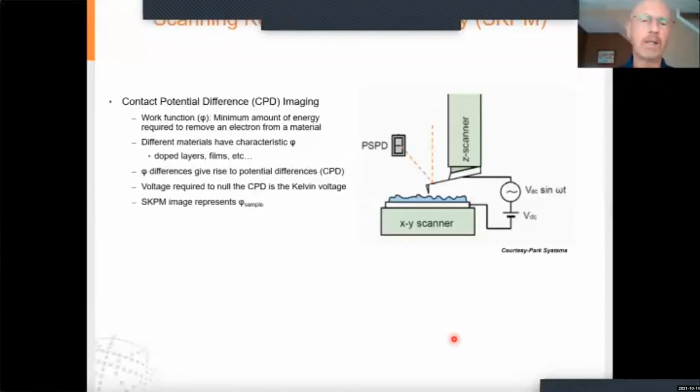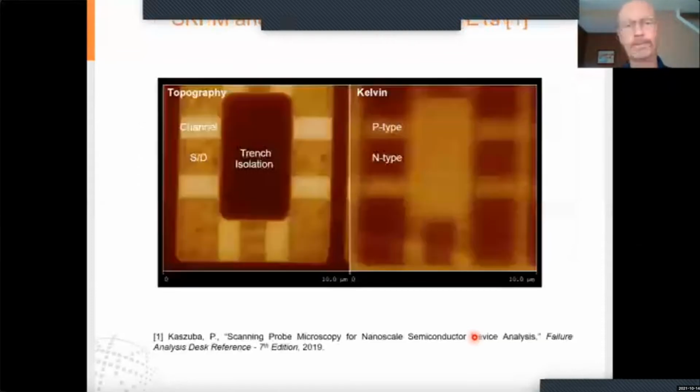Let's talk a little bit about scanning Kelvin probe microscopy and how that's used for advanced semiconductor analysis. Here again is a description of how the technique works, and I'm not really going to spend any time on this other than to say that the SKPM image is representative of the work function difference between the tip and the sample. Here's an example of some SRAM cells.